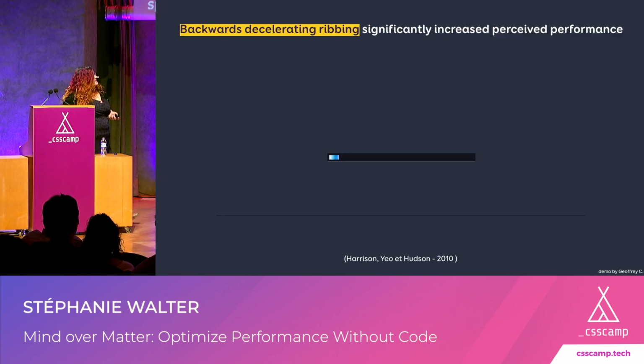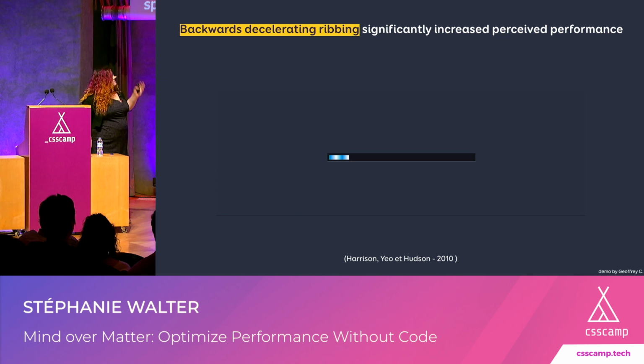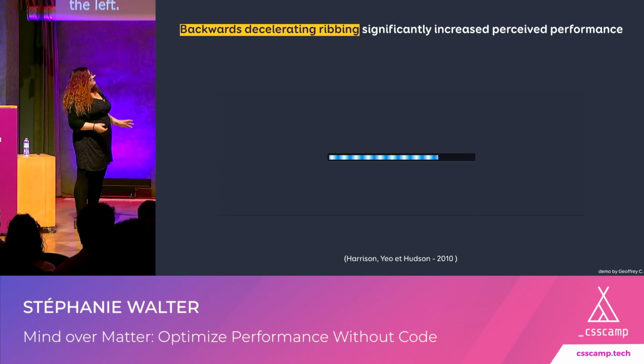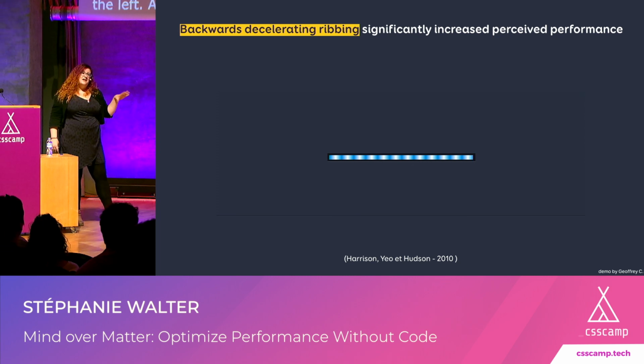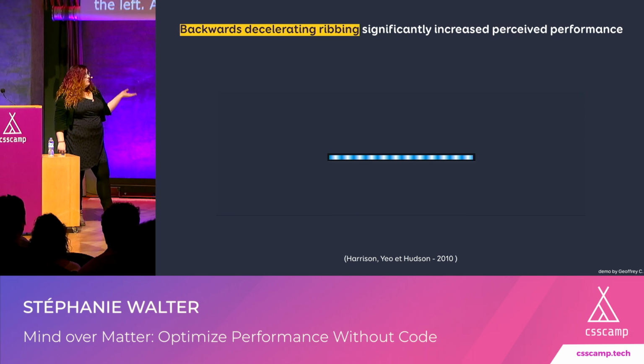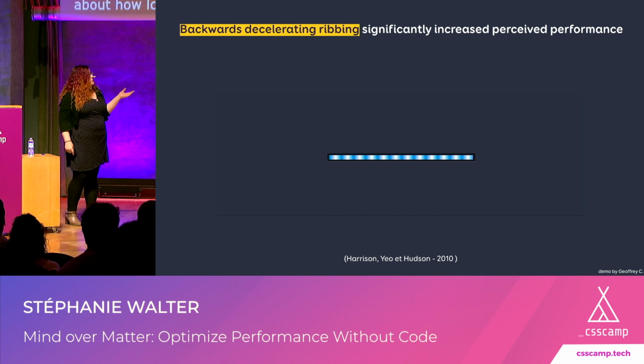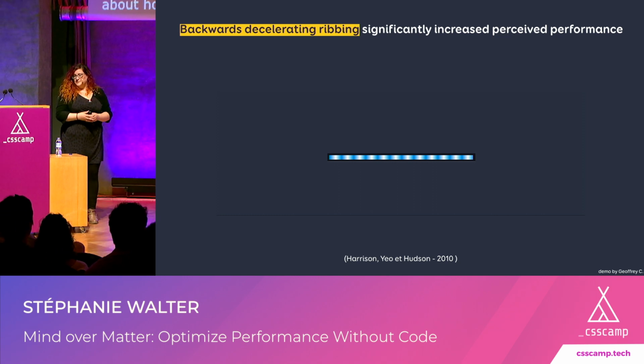Another interesting technique is ribbons. So animation goes toward the left, and the ribbon goes the other way around. This, again, doesn't change anything about how long it is, but here, users perceive the waiting time as being a little bit less than what it is.